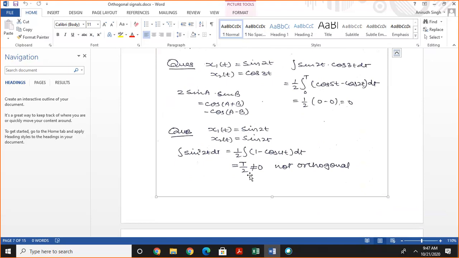Then check whether the signals x1 and x2 sketched in the figure are orthogonal. These are two signals. If we take integration, from 0 to 1 the value of the first signal is 1 and the value of this is 1. From 1 to 2, the value of this signal is 1 and the value of the second signal is minus 1, and if we solve, we get 0. So these two signals are orthogonal.